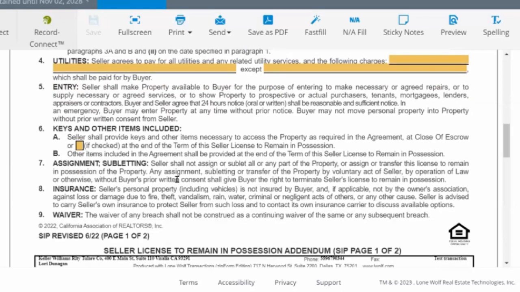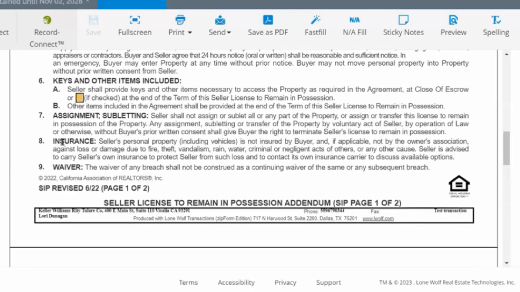No assignment or subletting. So the seller's not allowed to let anyone else move in or sublet the property while they've got this term. And then insurance. I like that the insurance is on here, and it gives you an opportunity to discuss it with your client, because ownership of the home changes at the close of escrow, right? Even if possession doesn't, ownership does.